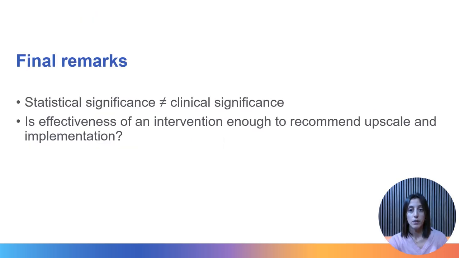When reading results from an experimental study, remember that while statistical significance is important, the clinical importance must be considered too. For example, if an intervention was found to decrease the outcome by 1.5 points, on a scale, would that be enough to upscale and implement the intervention? On a scale ranging from 1 to 100, it might be a negligible difference, while on a scale ranging from 1 to 10, it might be an important decrease.